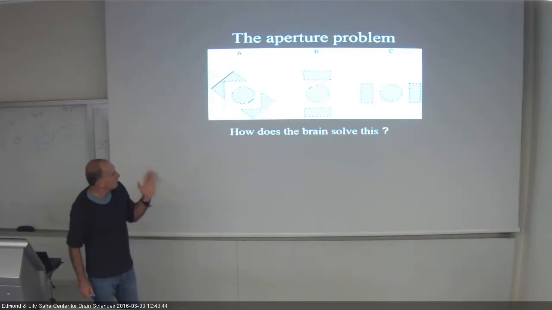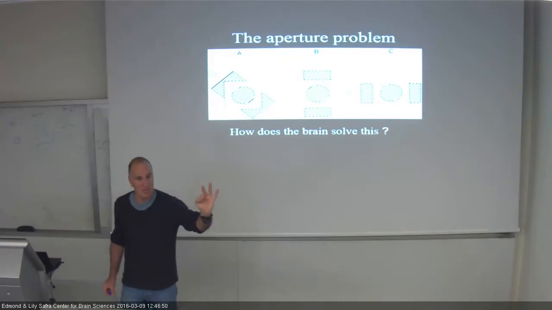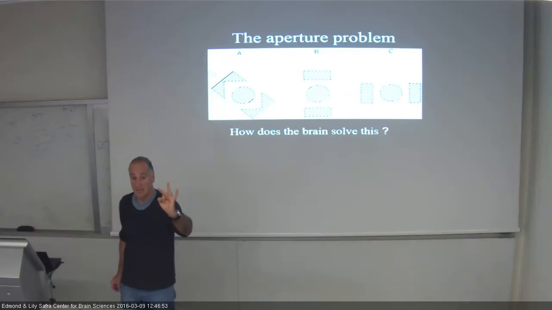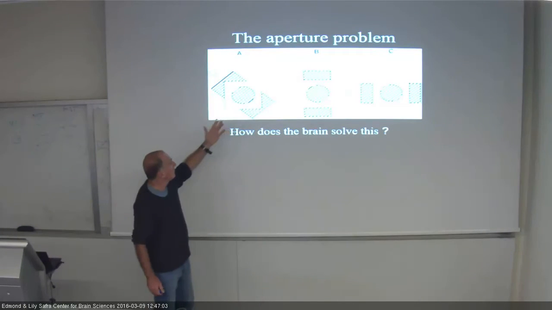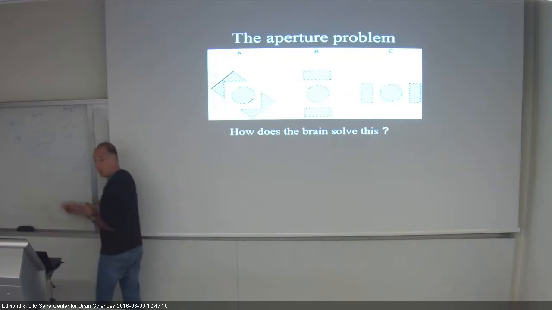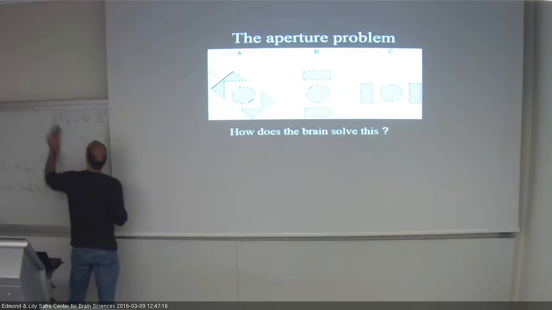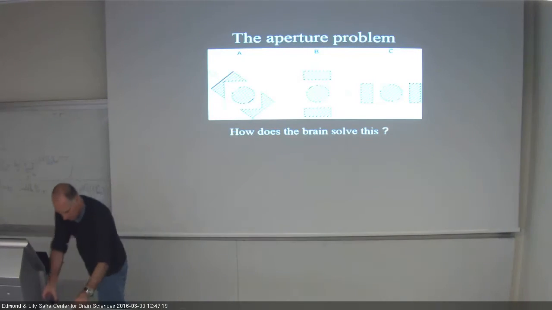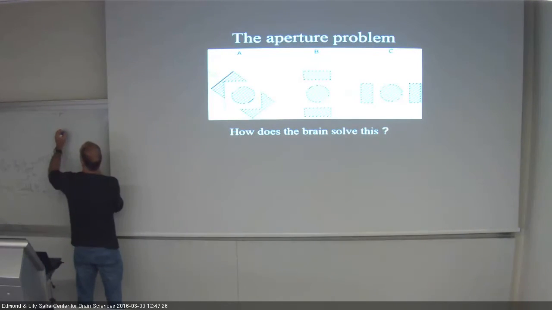But you have a problem, especially when you have very small apertures. Think about V1 neurons that are very small. They're looking at the world through a very small aperture, which is the receptor field. Say that you're presenting this gradient to this aperture, what would be the output? Here's an aperture, and instead of a gradient, think about this as a bar. So you have a relatively small receptor field, and you're presenting a bar.